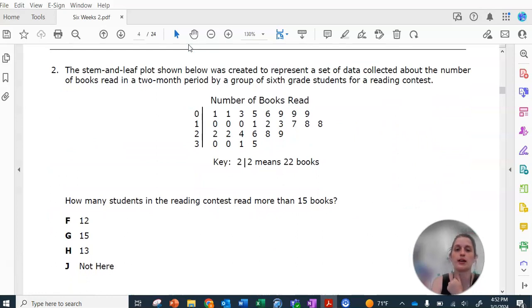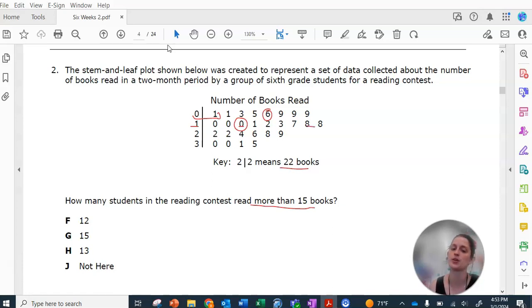Here's our stem and leaf plot. It is representing the number of books that were read over a 2-month period by a bunch of 6th graders. Looking at my key first, I see that it does represent whole numbers. And the question is, how many students in the reading contest read more than 15 books? So this number right here represents 1. This is 6. This 0 is a 10 because it's in the 1, 0, 10. Okay. This one's an 18.